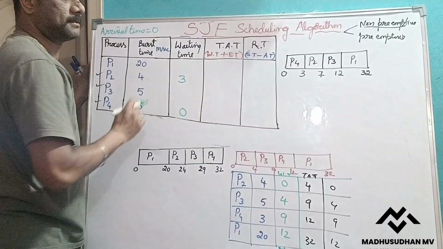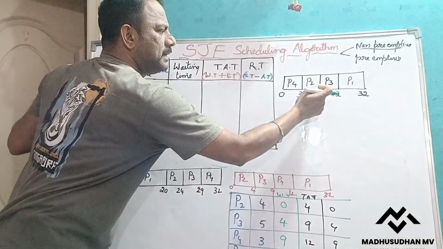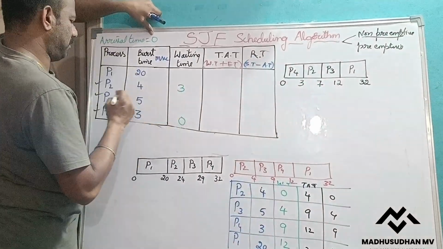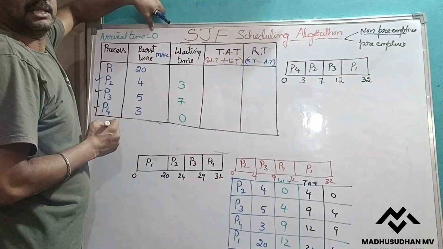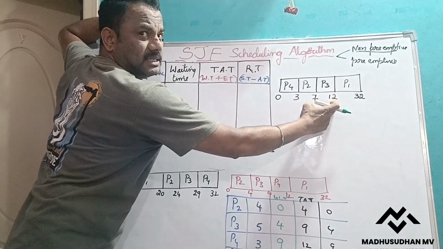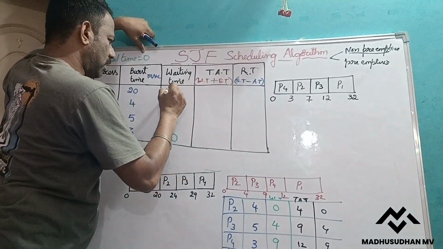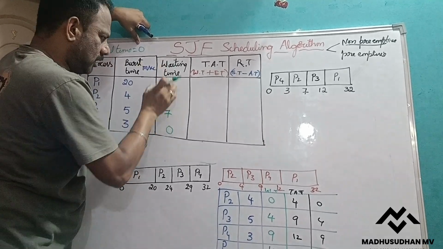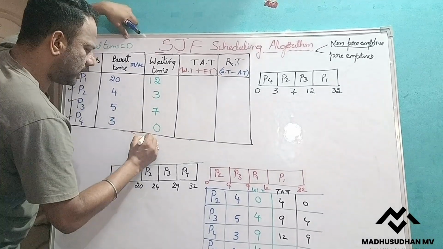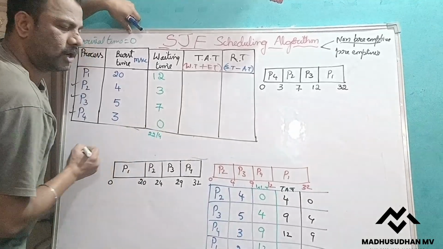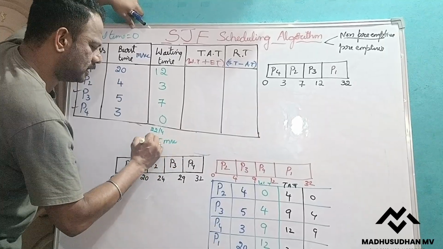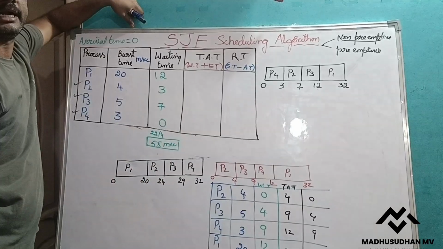Next P3 starts at the 7th millisecond, but it arrives at 0. 7 minus 0, so P3 has 7 milliseconds waiting time. Lastly, P1 starts executing at the 12th millisecond, so it is 12. Now if you add all of this, 12 plus 3 is 15, 15 plus 7 is 22. So 22 divided by 4 is 5.5 milliseconds. This is the average waiting time.